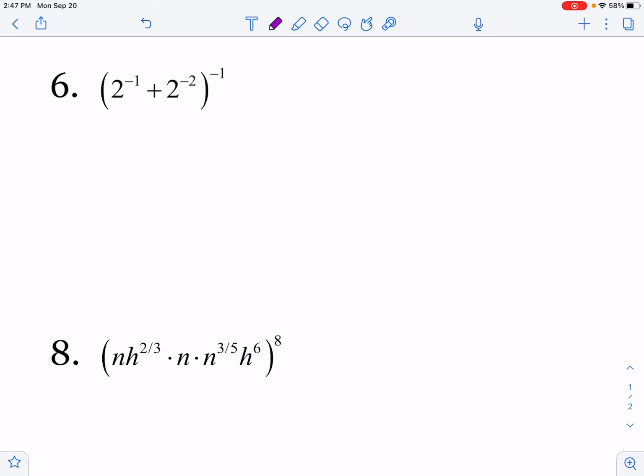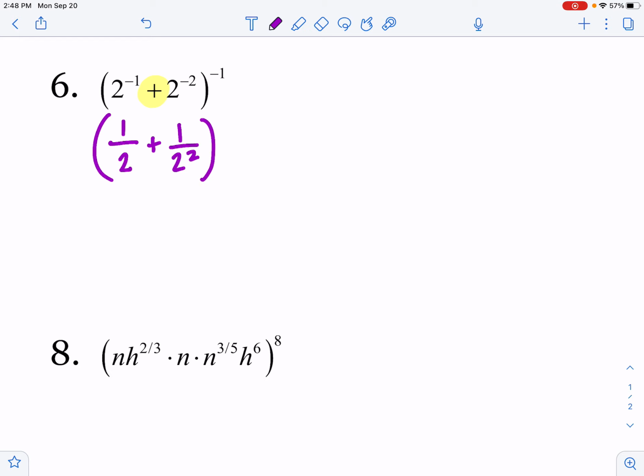So question number 6. I feel like a lot of you are going to want to start by distributing that negative 1 exponent. However, we can't do that because I have a polynomial inside. I have an addition sign in between them. I'm not allowed to distribute. So what I need to do first is rewrite those numerical values within that parenthesis. So 2 to the negative 1, make the 2 exponent positive and move it to the bottom. Same thing with the 2 to the negative 2, move it to the bottom, make it positive.